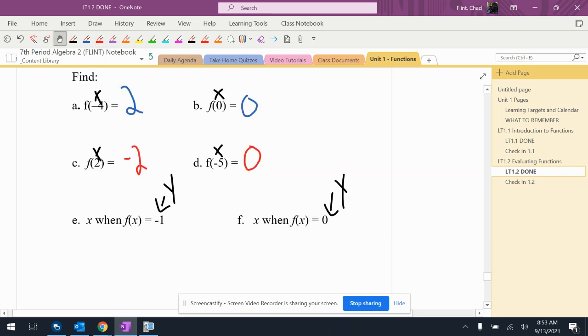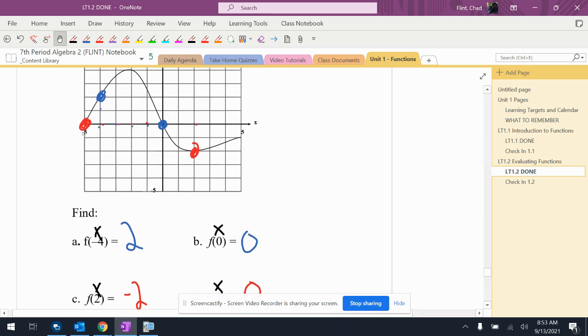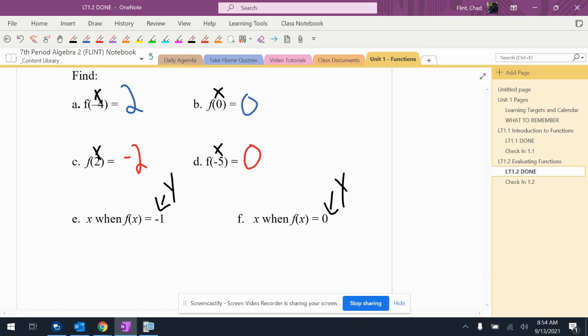So now it says find x when f of x equals -1. That means when y equals -1. So now this you have to be careful. All right, so y is -1 right there. So I kind of like highlight that line sometimes because there's going to often be more than one spot. So right there and right there, y is -1. Looks like about a half and then also 5. So 1/2 and 5.